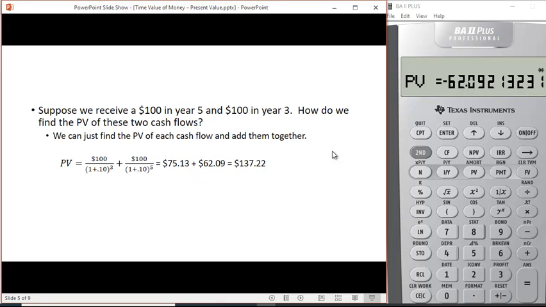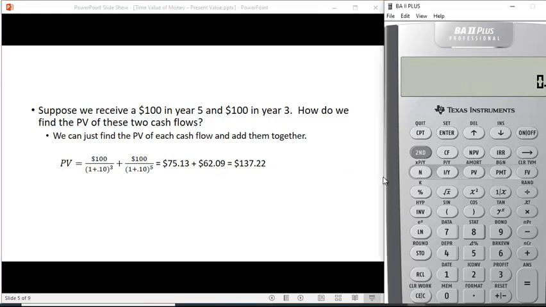All right, let's take a look at another problem. Suppose we receive $100 in year 5, as we did before, but we also receive $100 in year 3. How do we find the PV of these two cash flows? Well, if we find the present value of the year 3 cash flow and the present value of the $100 in year 5, we can just add them up. And we already know this is $62.09, so let me figure out what the present value of $100 3 years in the future is worth.